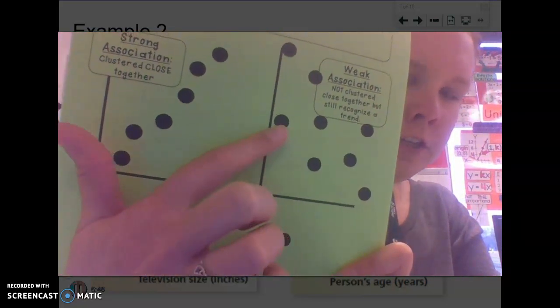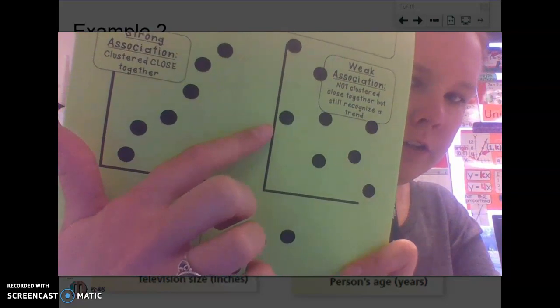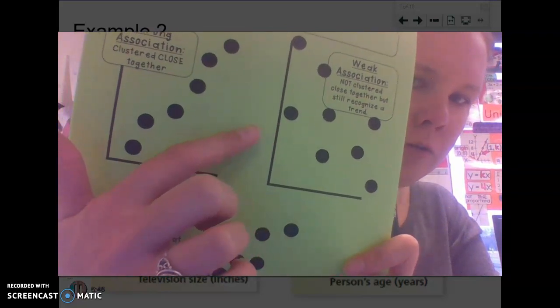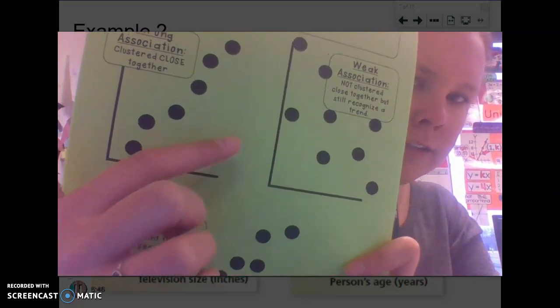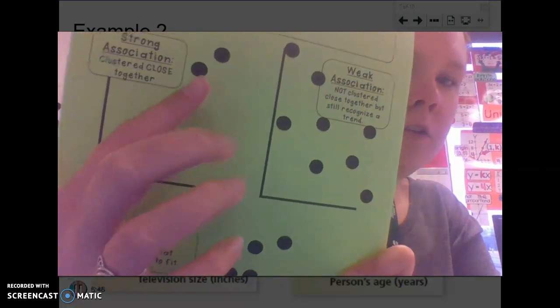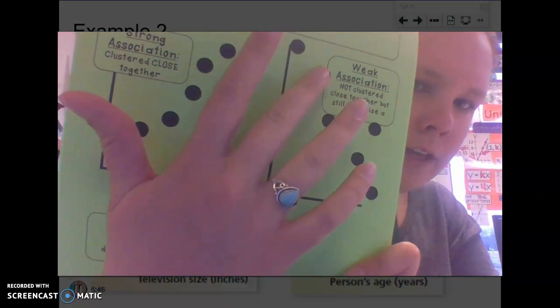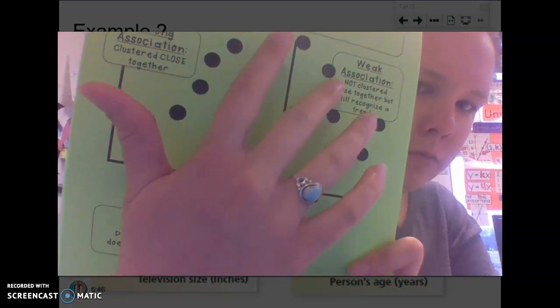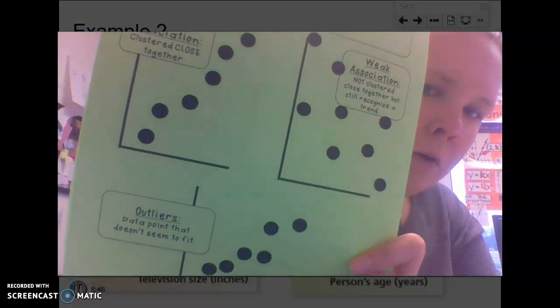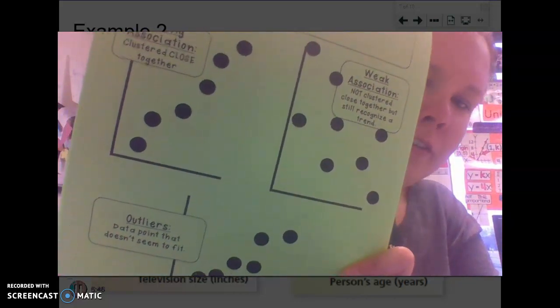A weak association then means that it's not clustered close together, but still recognized as a trend. So meaning that it still looks to be, like in this case, on this one, it looks to be that it is a negative slope. So it is still there, but it's just very weak.